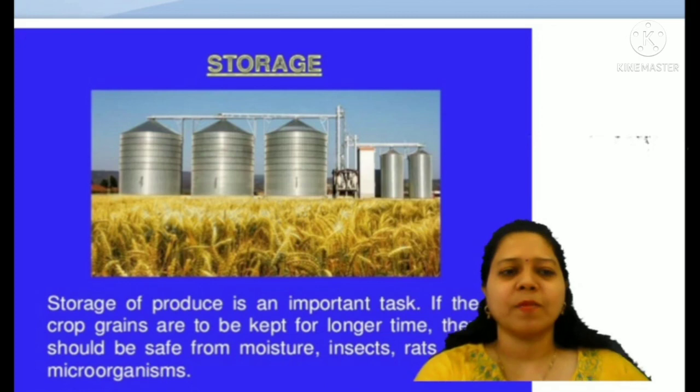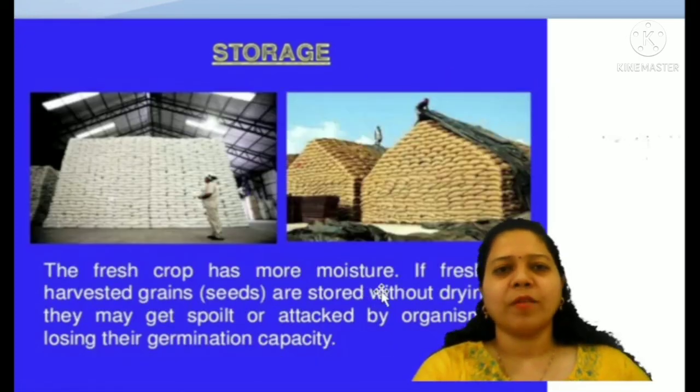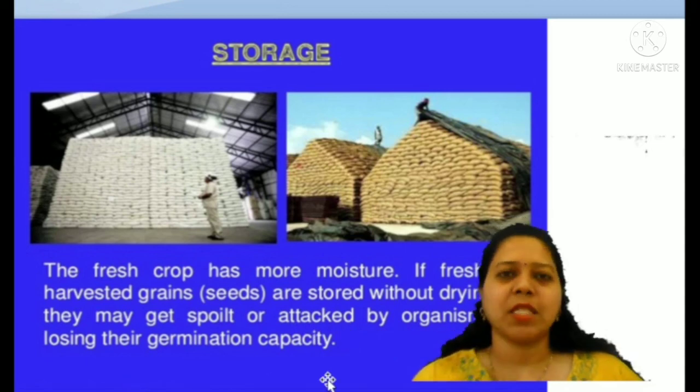See here, the fresh crop has more moisture. If freshly harvested grains are stored without drying, they may get spoilt or attacked by organisms, losing their germination capacity. If seeds are wet or newly produced, then they have more water content inside the seed. That's why before storing seeds, we dry them to reduce the water content. And that's why microorganisms do not easily attack dried seeds. If water is present in the seed, then microorganisms easily attack it.